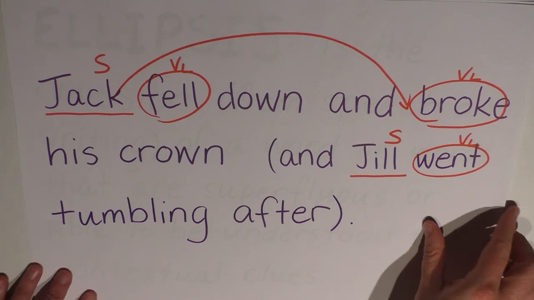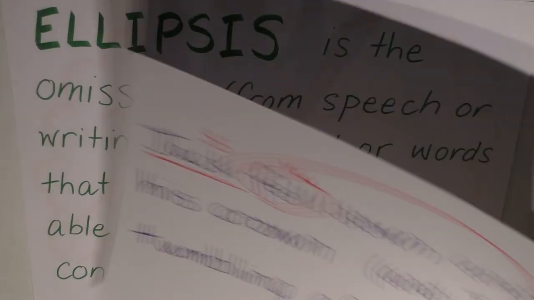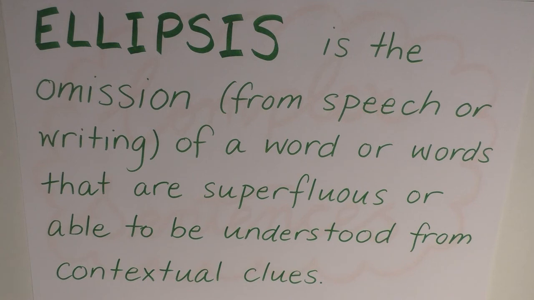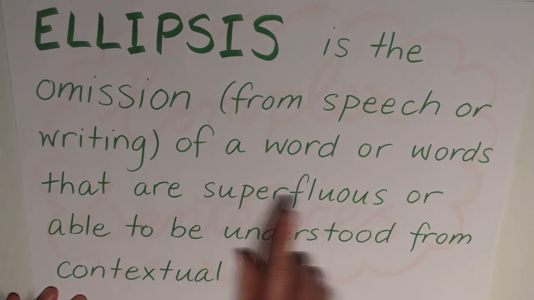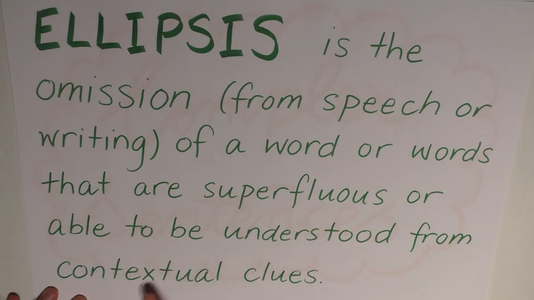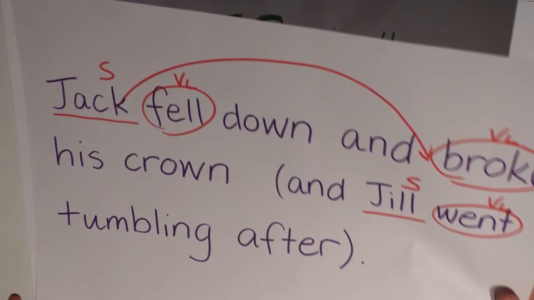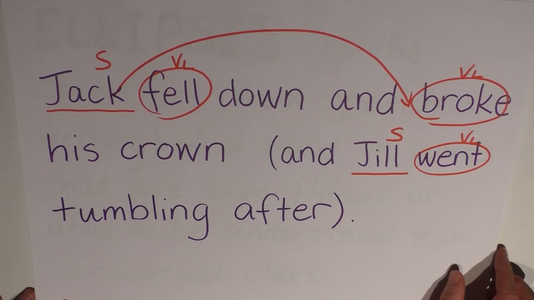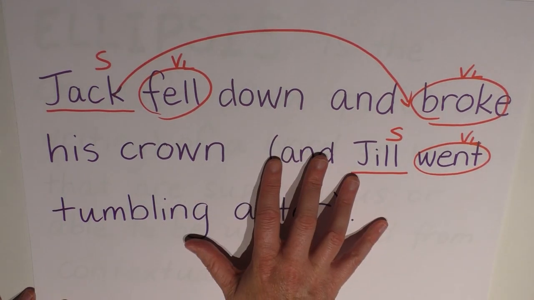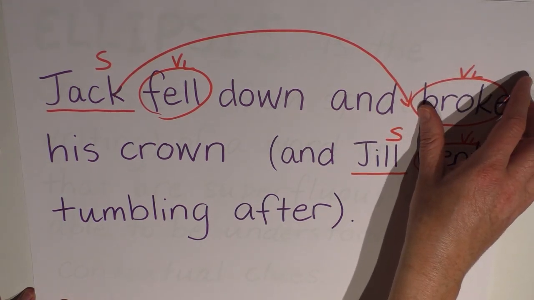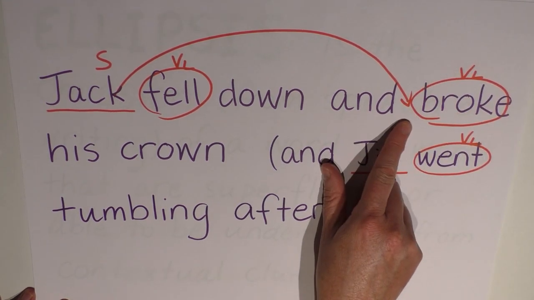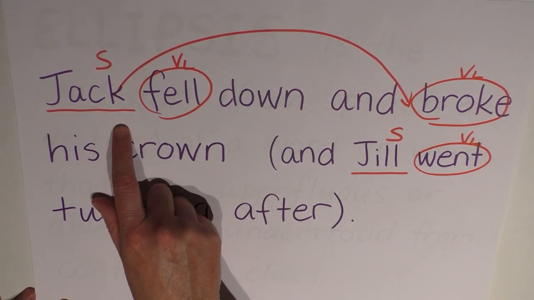We explored that in our previous video, and we'll have a quick reminder here today. An ellipsis is the omission from speech or writing of a word or words that are superfluous or able to be understood from contextual clues. Last time we saw it in an imperative sentence. The front subject, the you, was omitted because it was known from contextual clues. And now we can see in compound sentences that often the second clause can omit the subject because contextually we know it to be the same as the first clause.